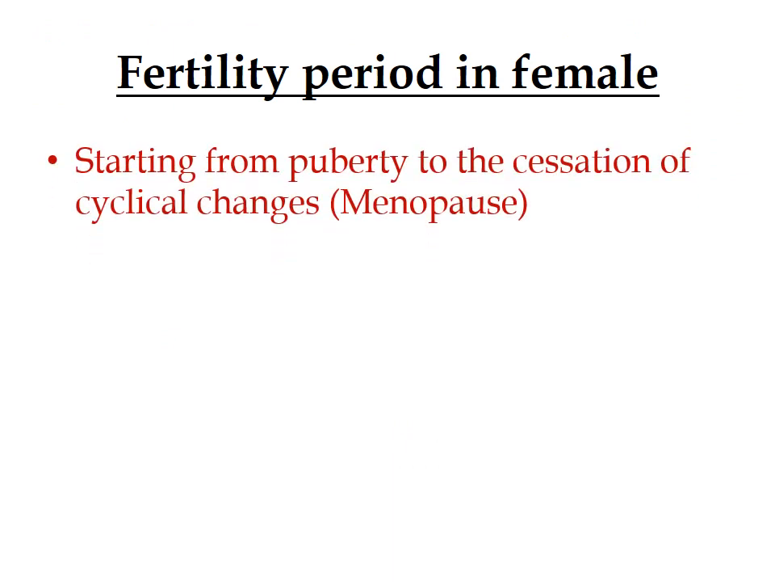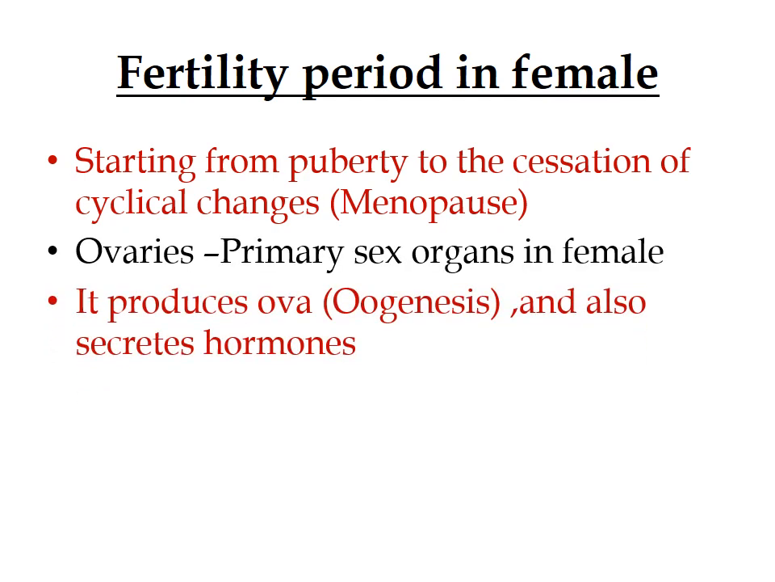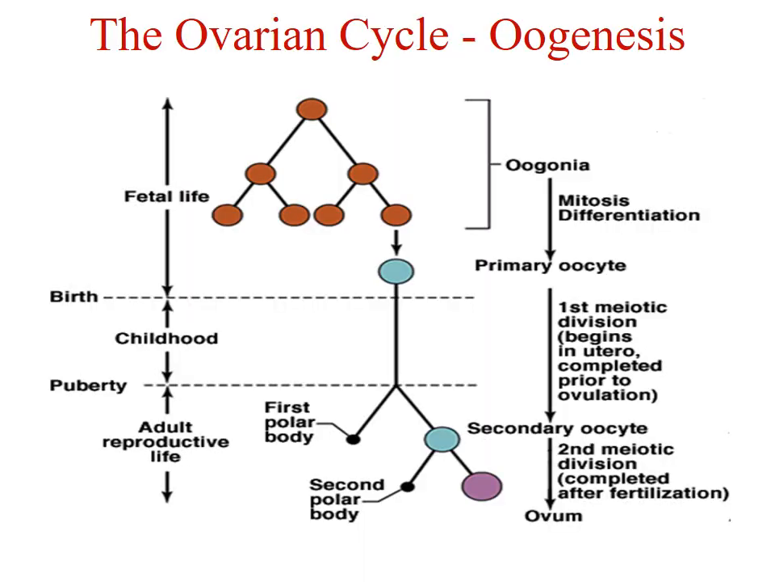Fertility period in female. Starting from the puberty to the cessation of cyclical changes is termed as menopause. In a female, the gametogenesis will begin at the time of puberty and it will go on till the menopause, where the cessation of gametogenesis takes place. Ovaries are considered to be the primary sex organs in the case of females. It produces ova by the process of oogenesis, and also secretes hormones.